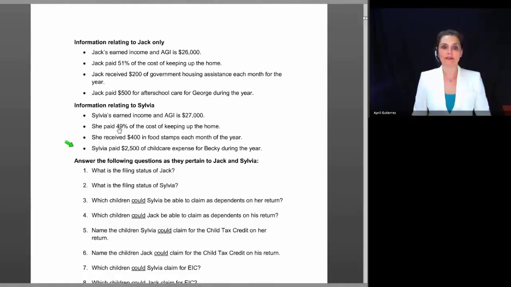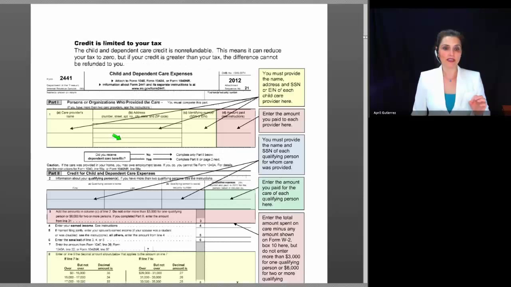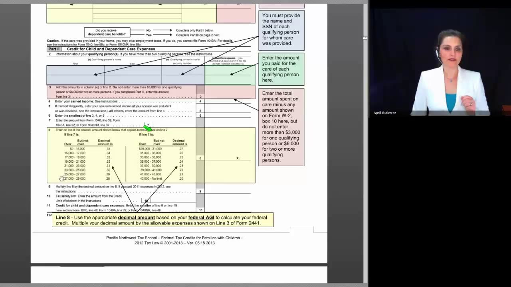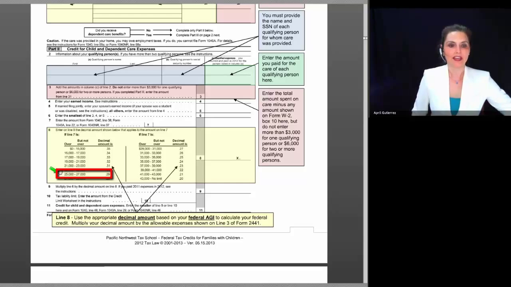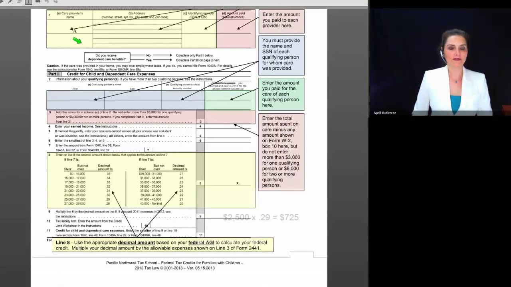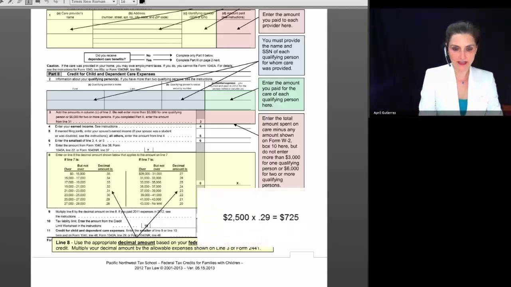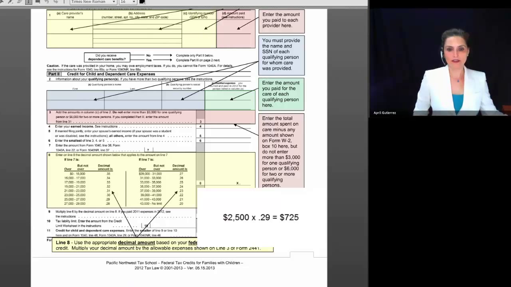Well, we get that by taking $2,500 and multiplying it by the decimal amount for her income level. So if we go to the table, we have the table on the form right here. Where does $27,000 fall on this form? Well, $27,000 falls on this line. Is your income over $25,000 but not over $27,000? That's Sylvia. Her income is $27,000, and so her decimal amount is 0.29. And for Jack, his income is over $25,000, but it is not more than $27,000, so he also falls in the decimal factor of 0.29. So if you take $2,500 for Sylvia, assuming she's claiming Becky as her dependent, and multiply that by 0.29, you get $725. So that is the correct answer for Sylvia.